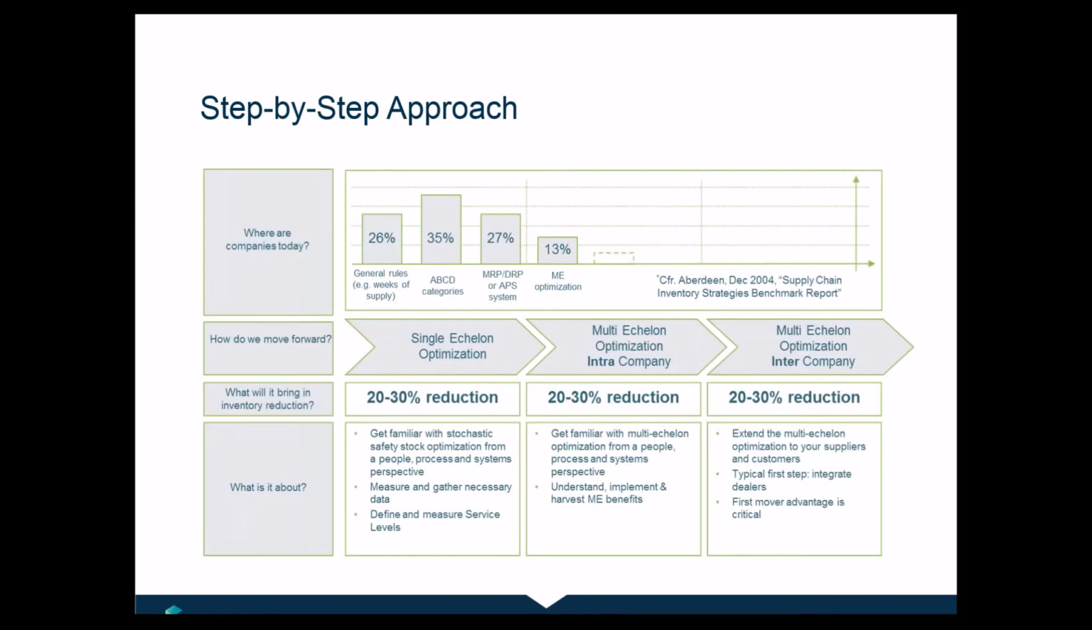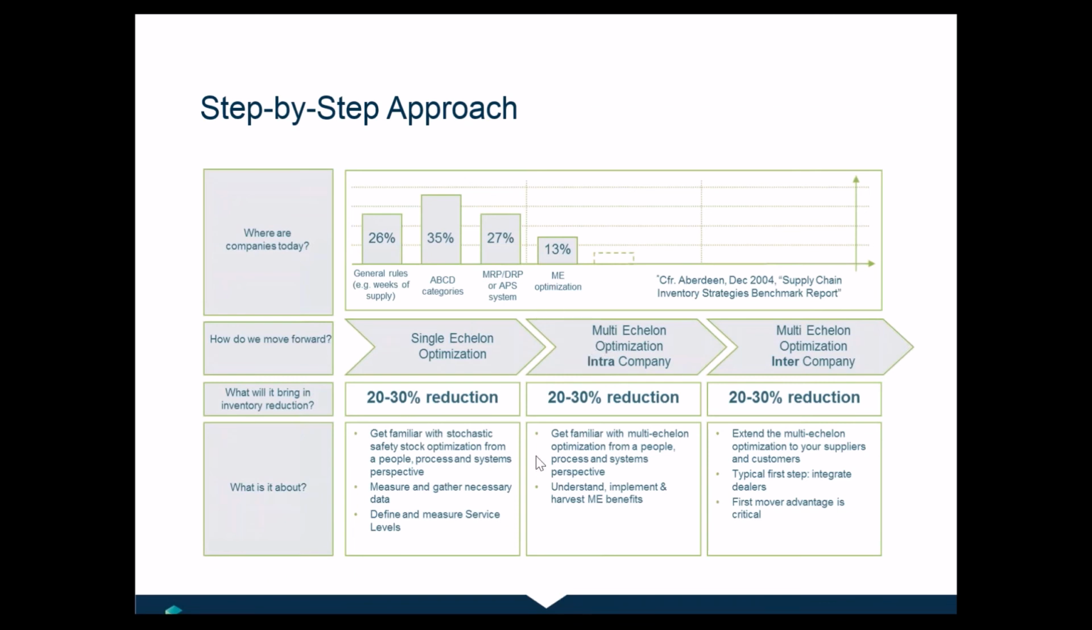And don't step too far: crawl, walk, run. There's a lot of value in just starting with a single echelon optimization. So if today you're not yet calculating your safety stocks based on a statistical formula, really start there, and you can do that with a single echelon focus. It will already give significant benefits.